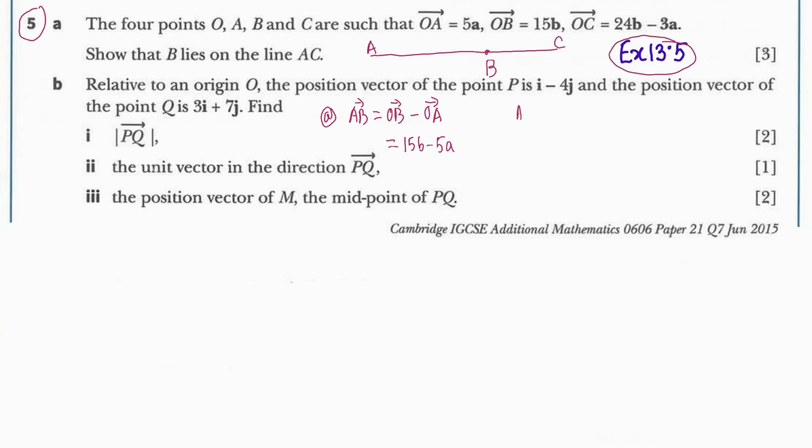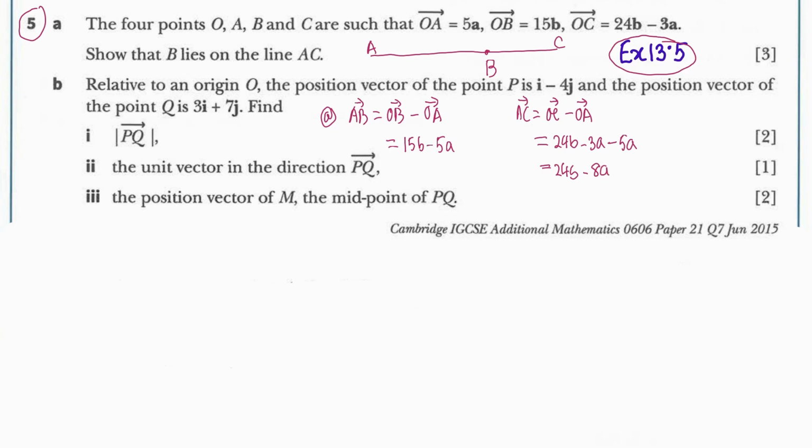Let me find the AC vector. AC is OC minus OA. OC is 24B minus 3A, and OA is 5A, I wrote here 5A. So 24B, and 3A minus 5A, which is minus 8A.